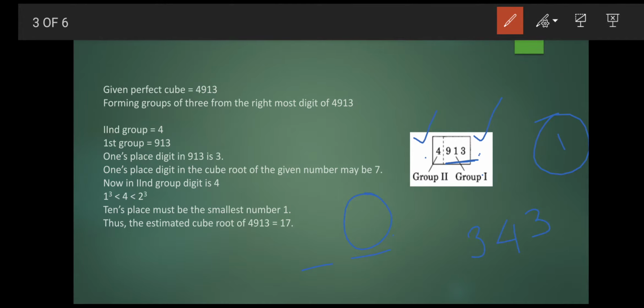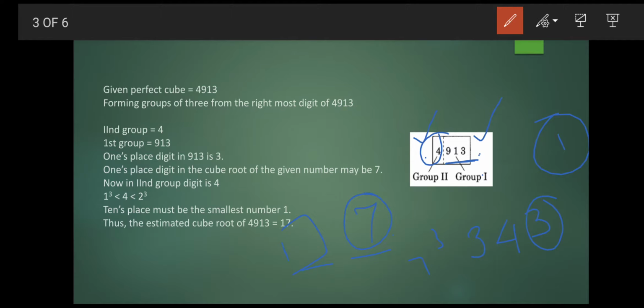Okay, यानी 7 के क्यूब में हमें वंस की प्लेस पर 3 मिल रहा है. उसका मतलब क्या हुआ, यहाँ एक डिजिट पॉसिबल है, that is 7. Understood? Now we want this number. So for that we will check this one, that is 4.